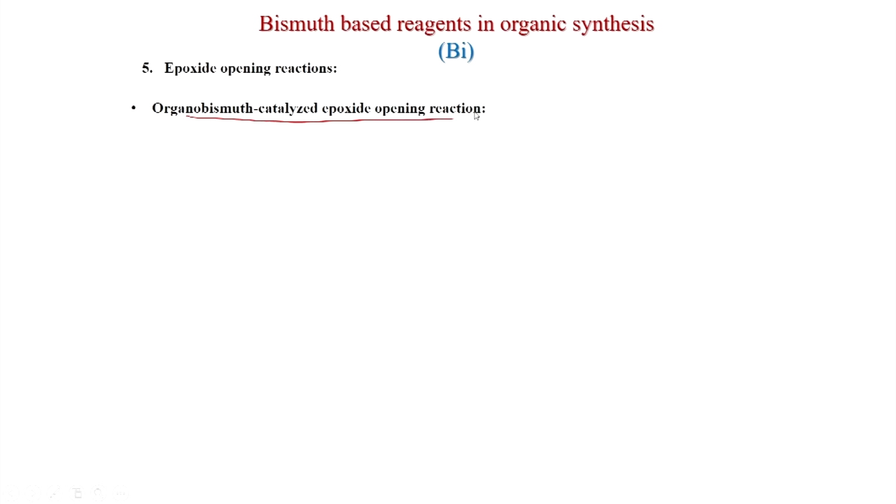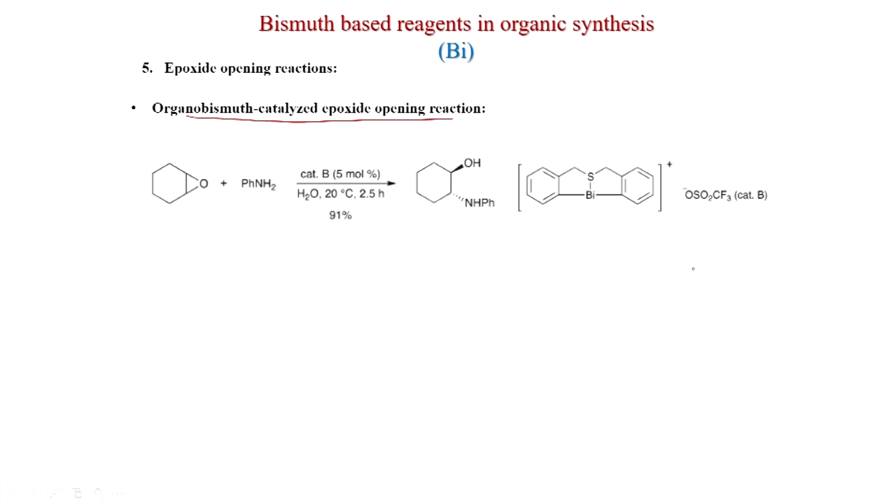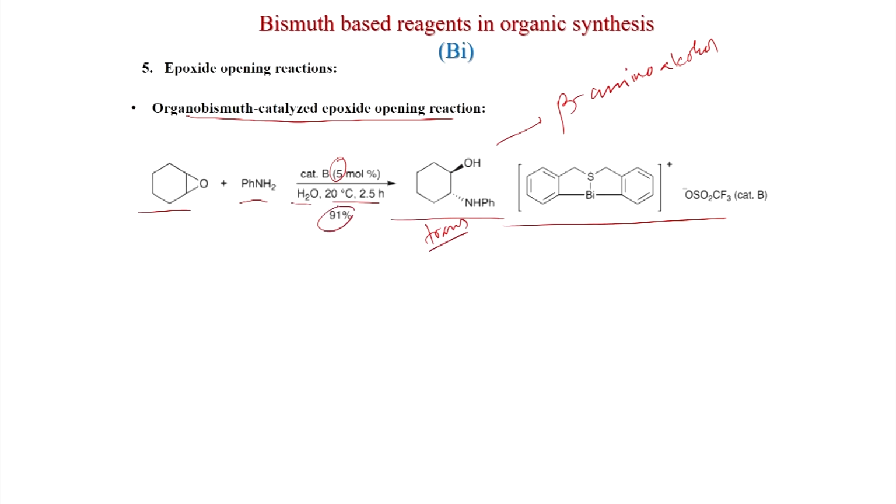Organobismuth catalyzed epoxide opening reaction is possible, like cyclohexane epoxide with aniline, and catalyst B, that is the bismuth reagent. Here you can see aryl groups are attached also with sulfur, and with this catalyst, only 5 mole % used, and water solvent, 20 degree centigrade, you get this beta amino alcohol. Beta amino alcohols are useful products. So, this is the trans geometry, you get 91% yield. This was published in Tetrahedron Letters.